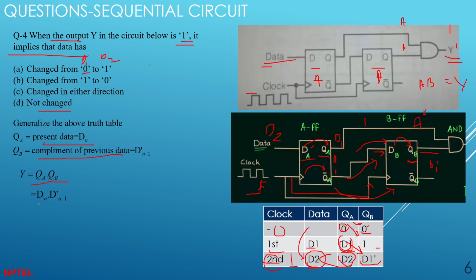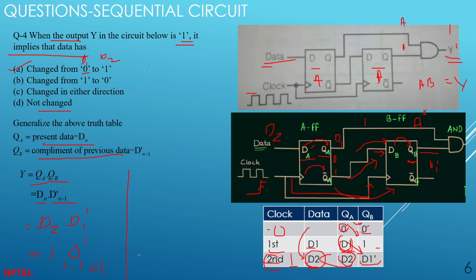When you use these two things, what you need to do now is guess. It is D2 and it is D1 dash. What will be your option? Let's say it's changing from 0 to 1. It means that D1 is 0, its complement is 1, and D2 is 1. Does it make sense? 1 AND 1 AND 1, which is 1. So yes, it's giving 1, so I think A is the right option.